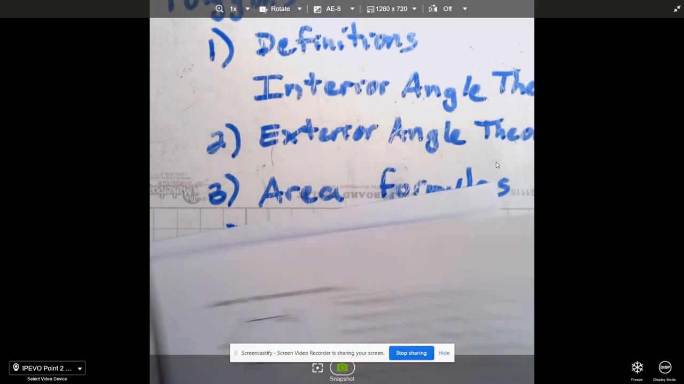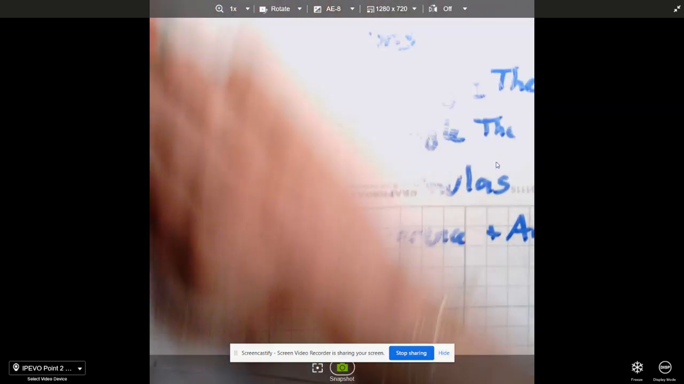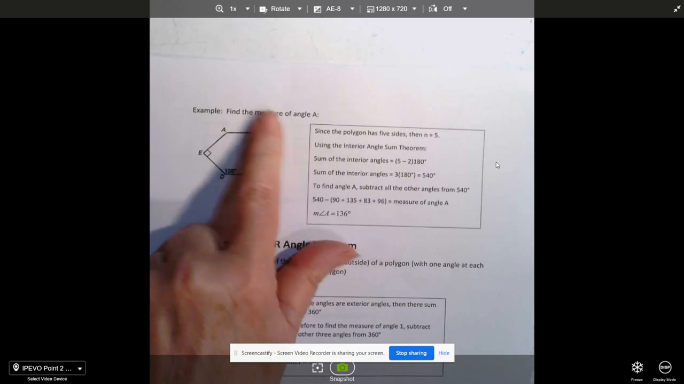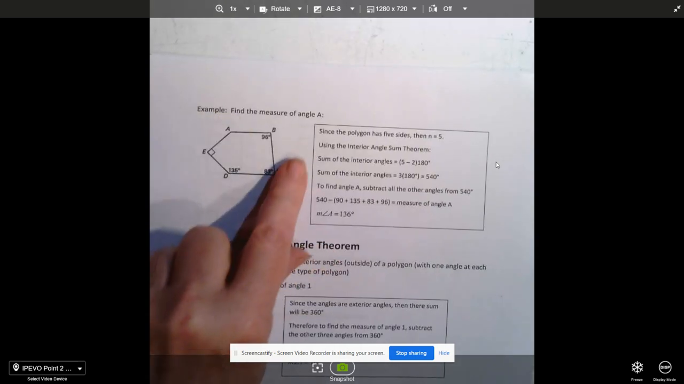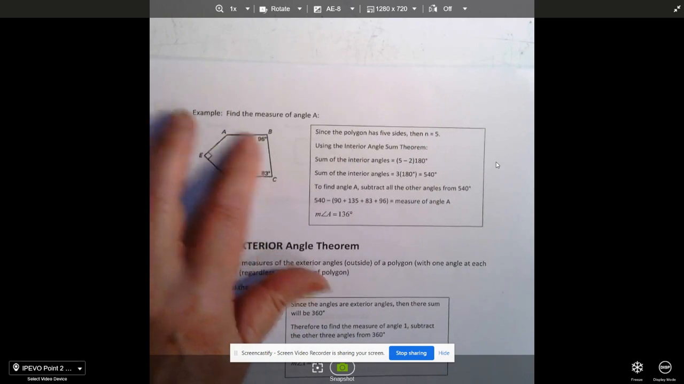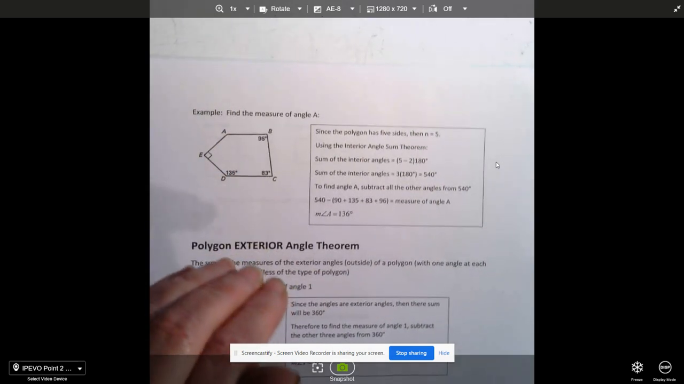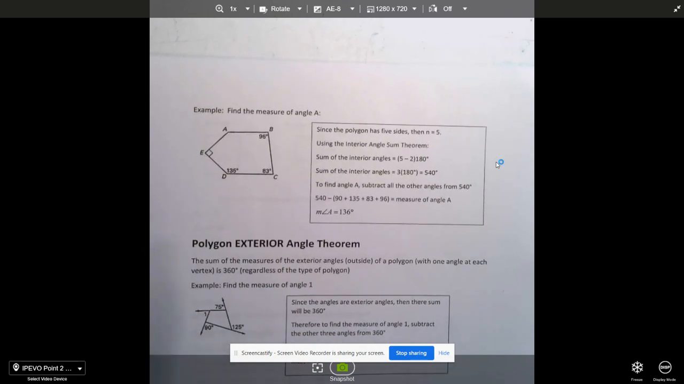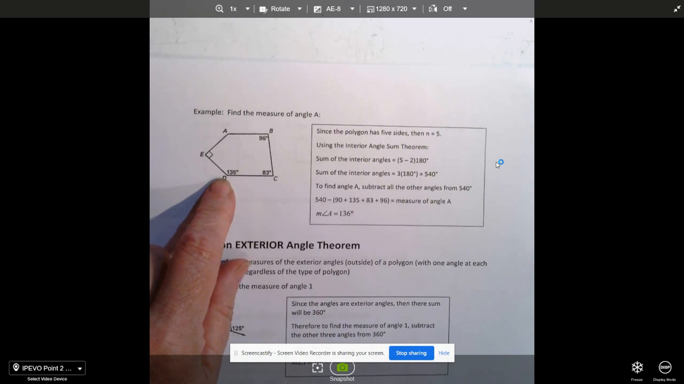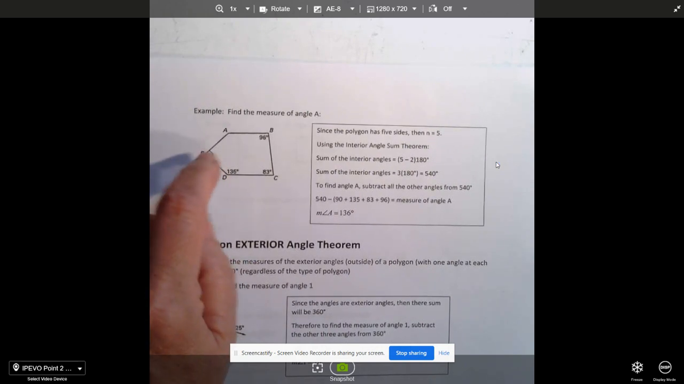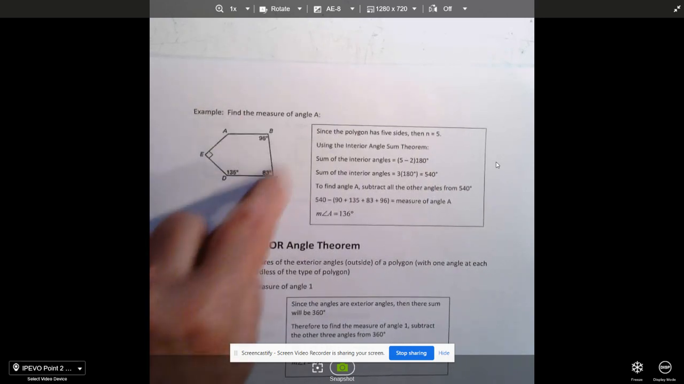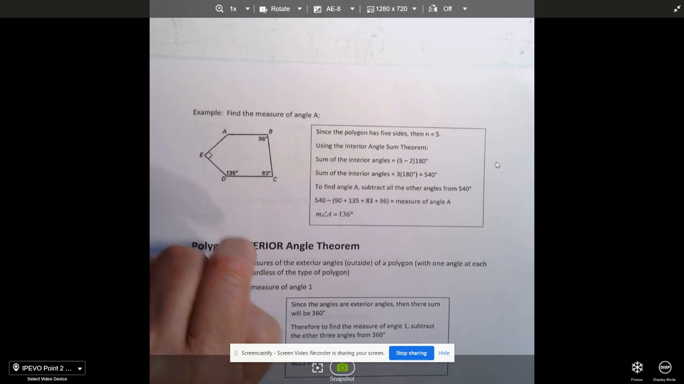So if we take a look at an example, let me erase this. It says here that it gives you a polygon. It doesn't have to be a regular polygon for you to use this formula. Any old polygon will do. It has to be convex, not concave. But we're only dealing with convex polygons, so you don't even really have to worry about concave, except for the fact that they exist. So the interior sum formula tells you if I added this angle plus this angle plus this angle plus this angle plus this angle, all 5 of those angles, it would tell me what that adds up to.